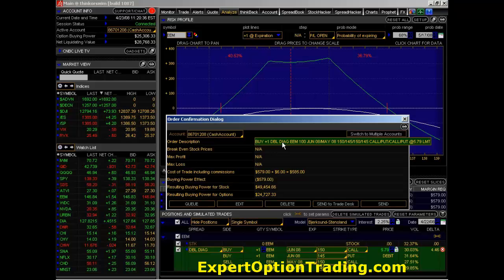The only difference is the double calendar uses the front month and the back month, and the strike prices are exactly the same. So we can enter this at a $5.79 limit. It does not give us our break-even, maximum profit, or maximum loss in this position because we're using 2 different months to put this position on. The cost of the trade for one contract is $579. There's $6 in commissions for a total cost of $585, which, by the way, is also the total maximum loss that you could have on this position.